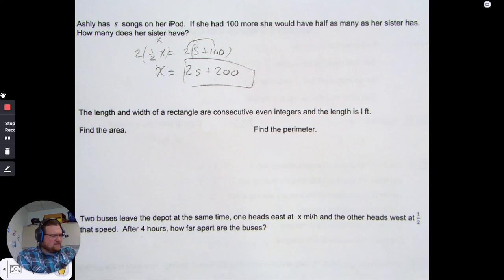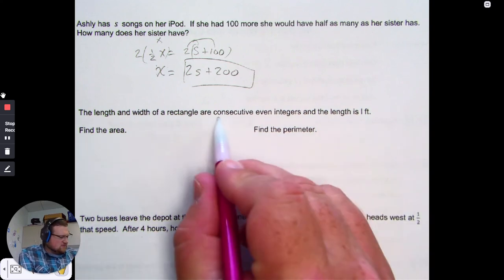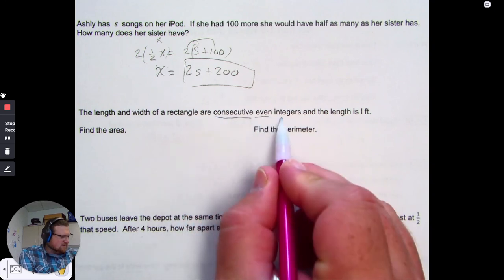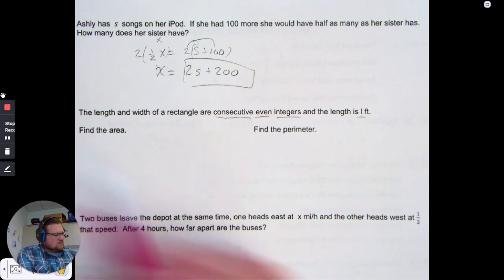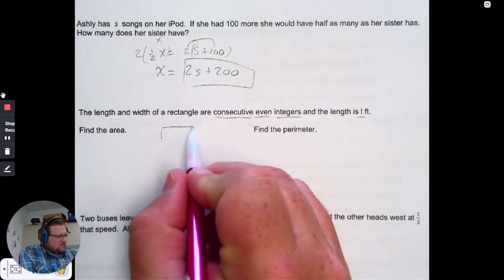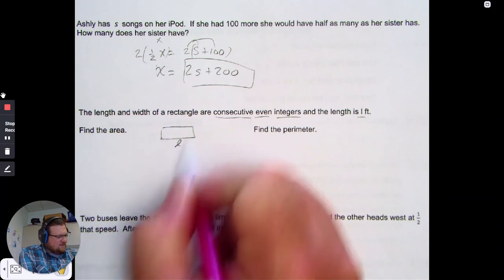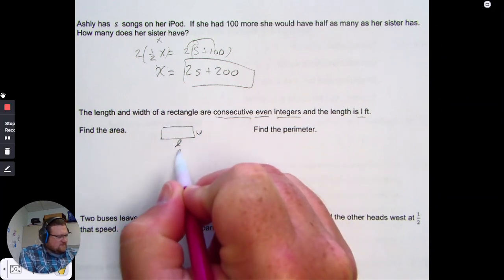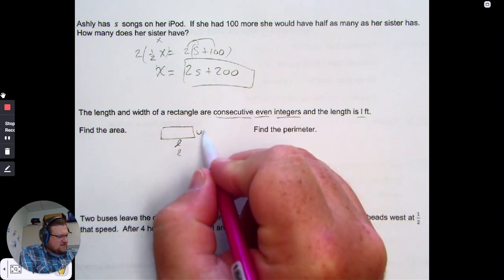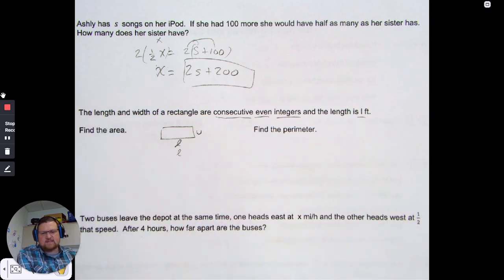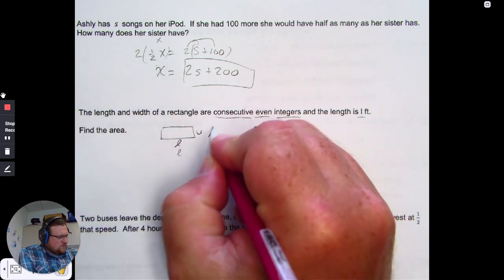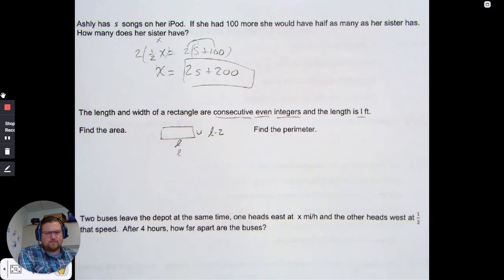Okay, up next says the length and width of a rectangle are consecutive even integers. So those are some important things. Consecutive even integers, and its length is L. As we talked about previously, the length is normally longer than the width. So this is the length and this is the width. If this is L, then this side needs to be a consecutive integer. But remember, the width should be less. So instead of adding 2, we're going to subtract 2.